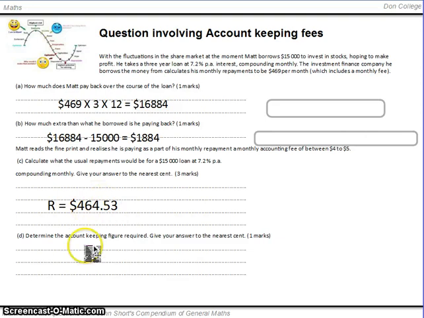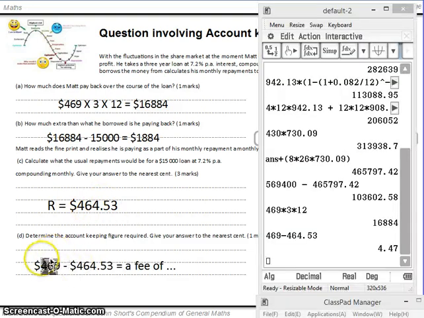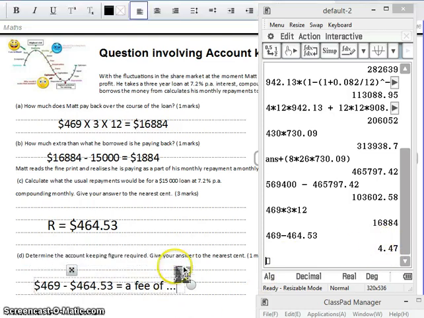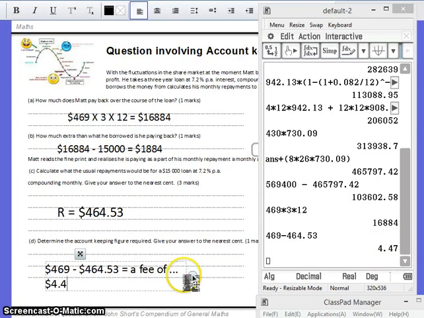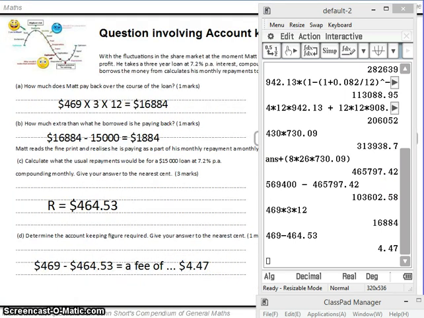So if that's what he should be paying back, but he is paying $469, then we can see that the difference is what he's being charged in fees. So we get 469 minus 464.53 gives us a fee of $4.47. So that is the fee, $4.47. Okay, so that's it.